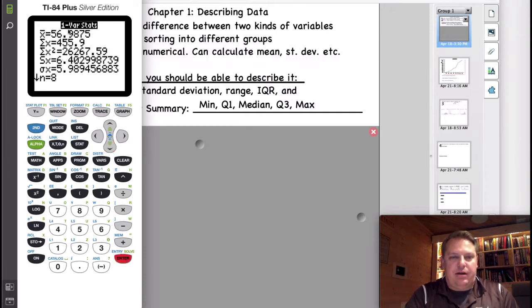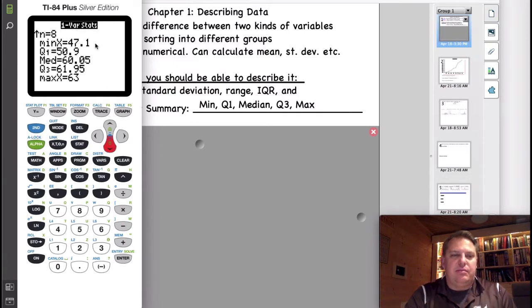So X bar is the mean of that list of numbers. Technically, sigma X is the total if you added them all up, but we don't do too much with that. We always want to use Sx. We will never use sigma X, except for that one weird case where Sx is blank. But Sx would be our standard deviation. It does give you n, which is the number of numbers in your list. And then there is our 5-number summary, the min, Q1, median, Q3, and max.